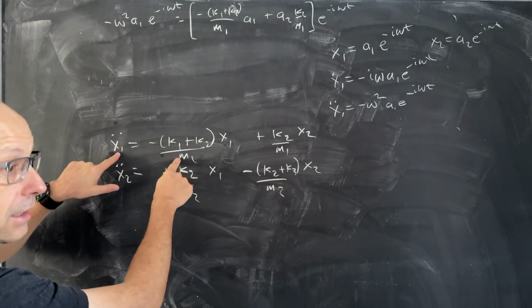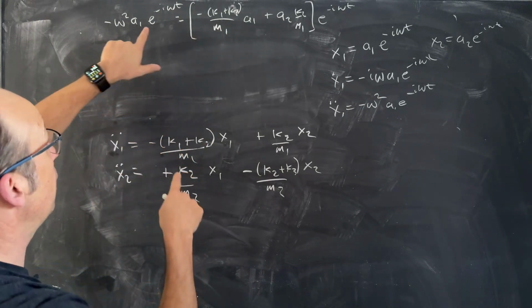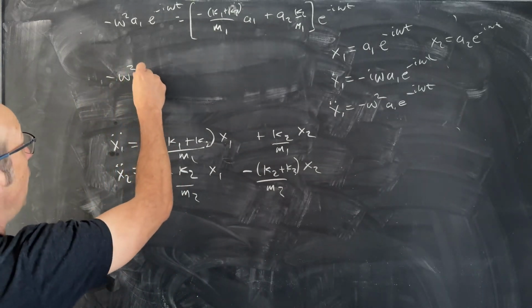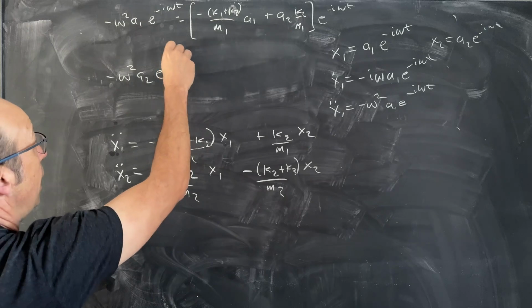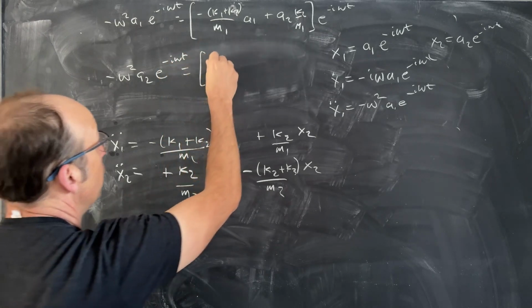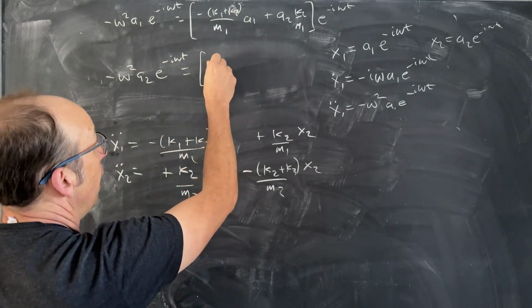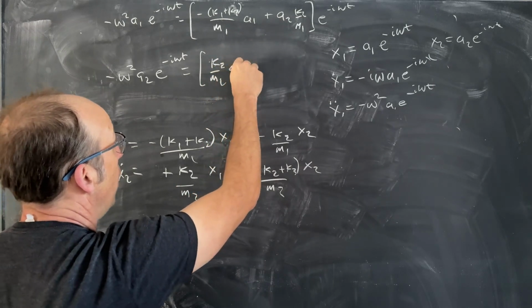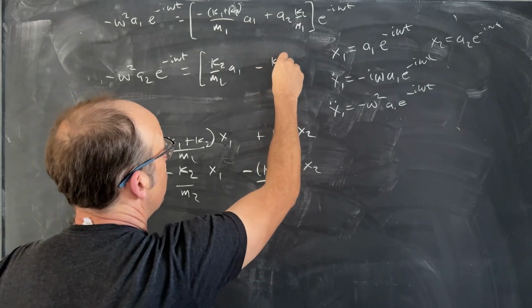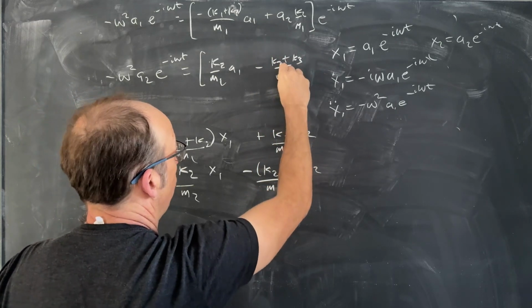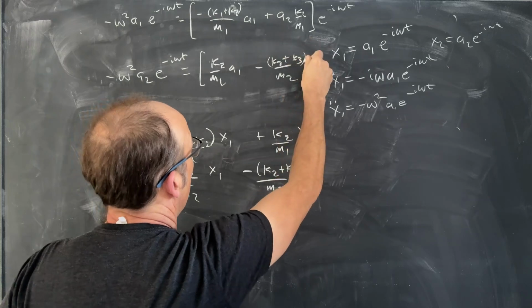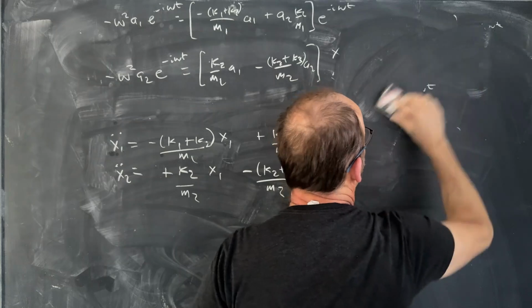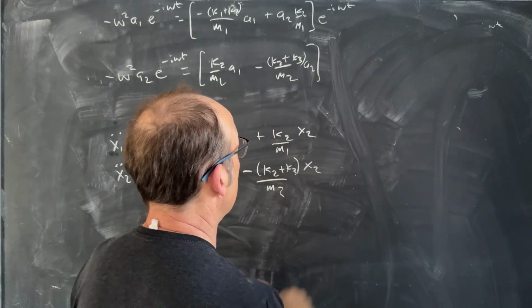So that's the same thing as this, right? All I did was substitute in this new form right there. Now let's rewrite the other one, negative omega squared a2 e to the minus i omega t is going to be equal to, right here, oh, I should put that one at the other end, k2 over m2 a1 minus k2 plus k3 over m2 a2, and that's going to have that e to the minus i omega t term.